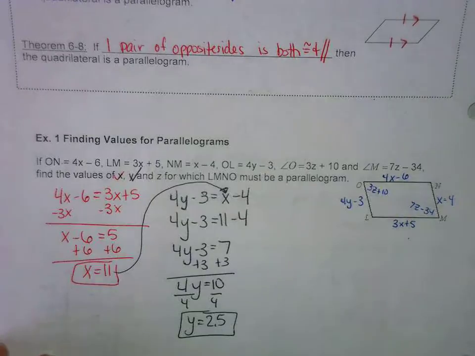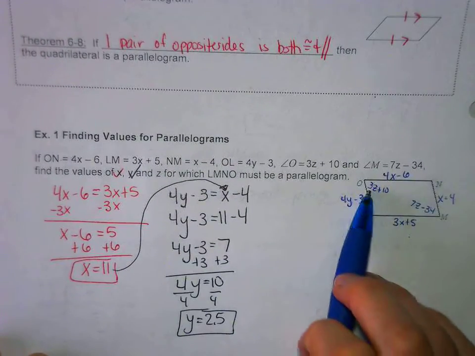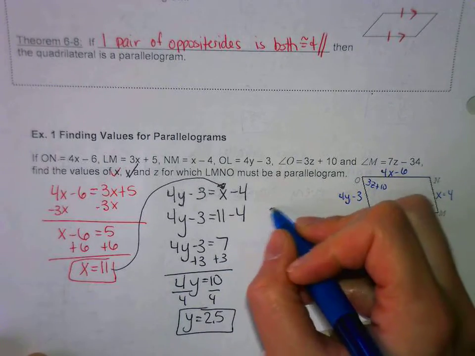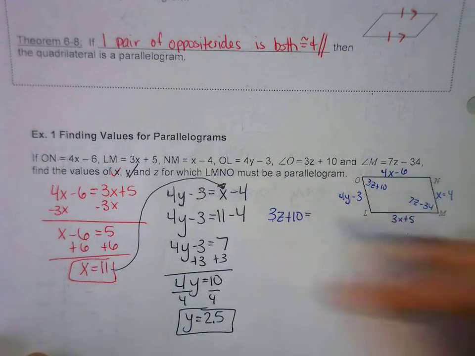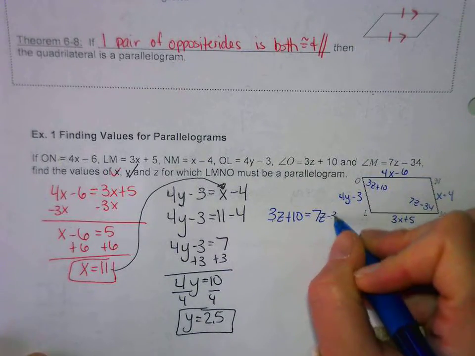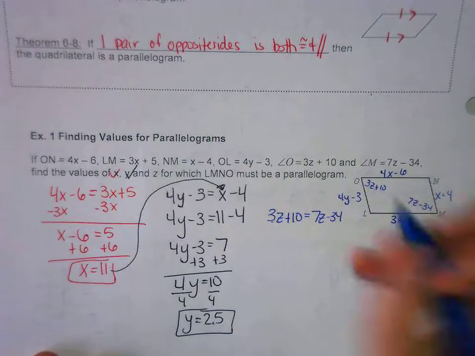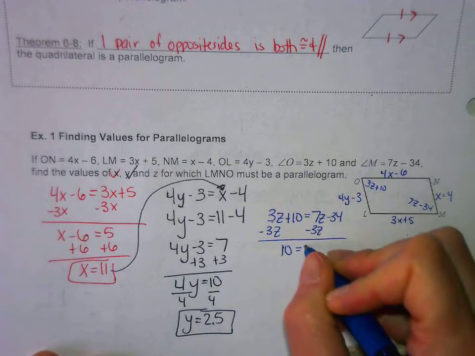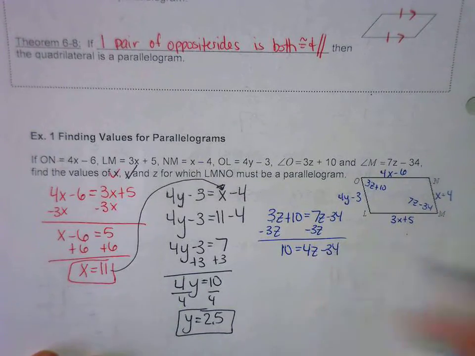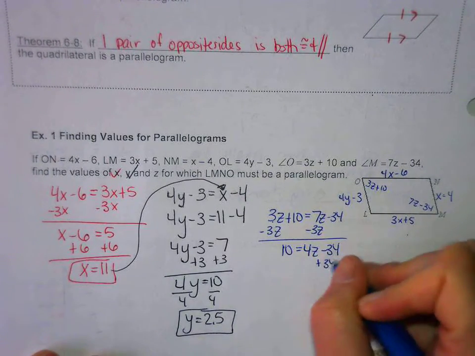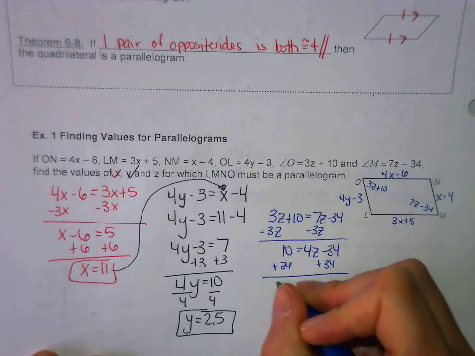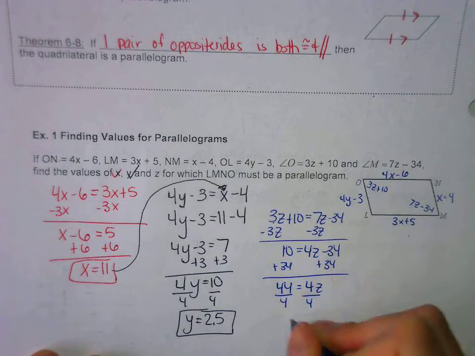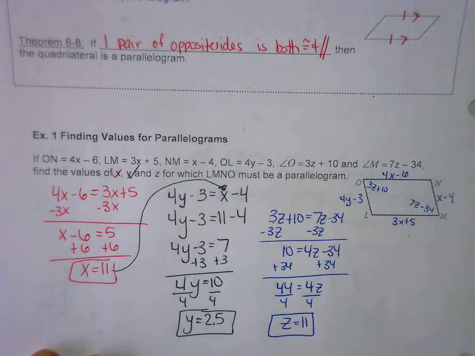Now lastly, we need to find the value of z. Since this is a parallelogram, that means my opposite angles are congruent. So that means 3z plus 10 equals 7z minus 34. If I subtract 3z from both sides, I'm left with 10 equals 4z minus 34. I'm going to add 34 to both sides. So now I have 44 equals 4z. Divide both sides by 4. Z equals 11.